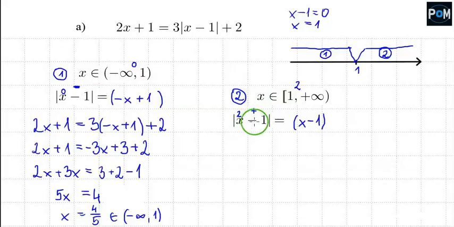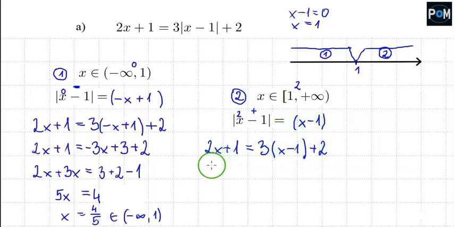The second case. We've established that this absolute value can simply be replaced with this bracket. So we'll proceed with the very same approach for this case. We're going to solve this. 2x plus 1, that part stays exactly the same. The number 3 also remains unchanged, and instead of the absolute value, we're going to put this bracket and then add 2. We take the 3 and multiply it by the parenthesis. That will give us 3x minus 3.